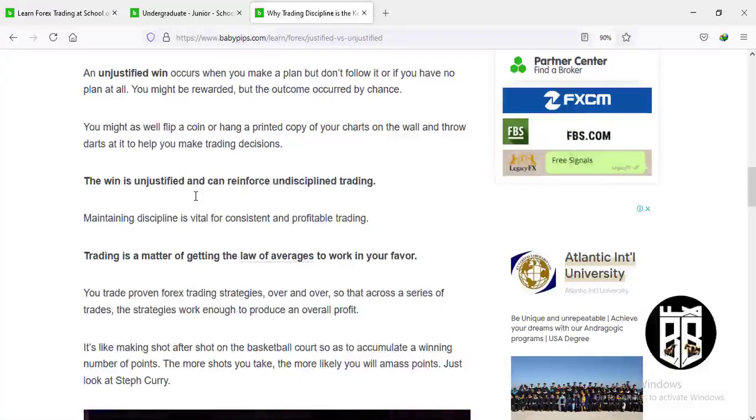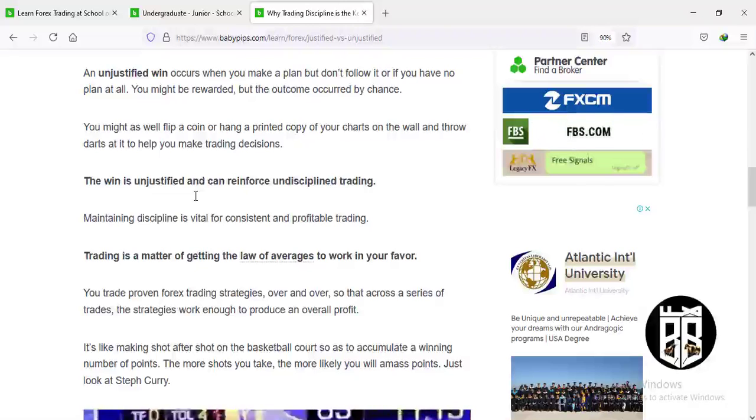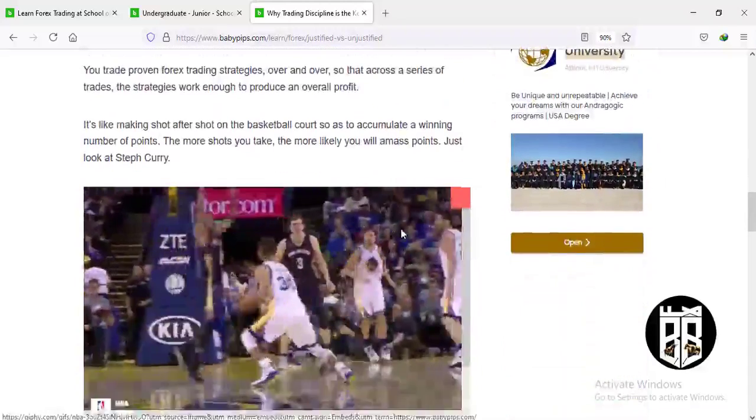Trading is a matter of getting the law of averages to work in your favor. Okay, you figure out one thing that works, and you do it again and again and again, and the law of averages will work in your favor.